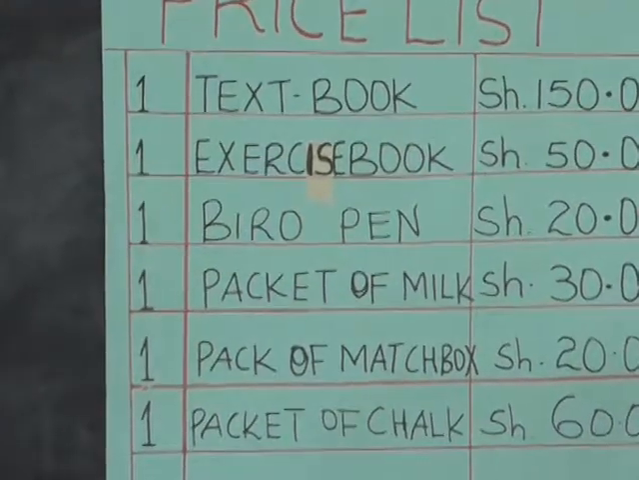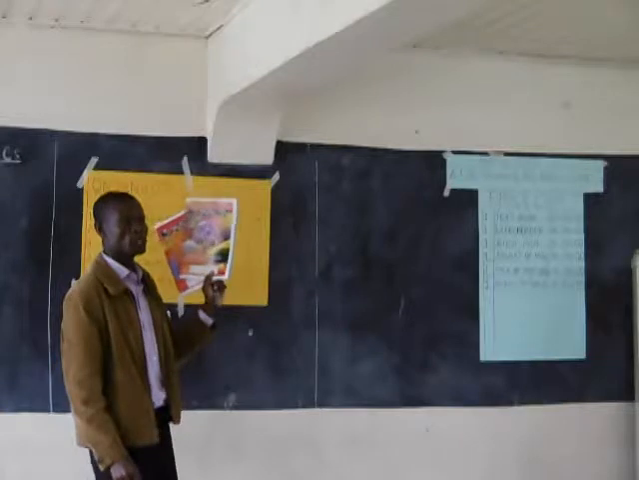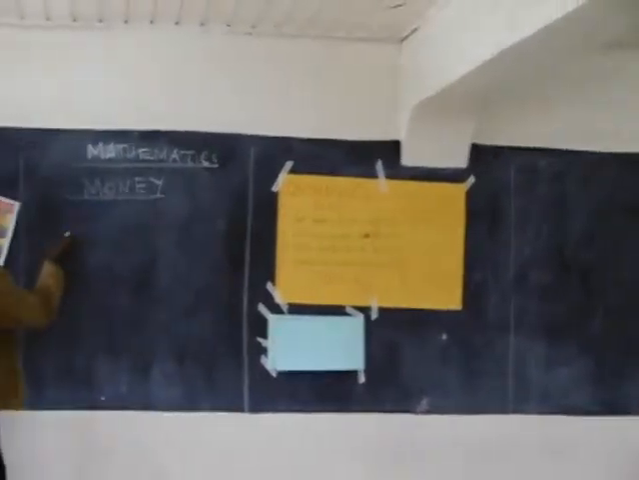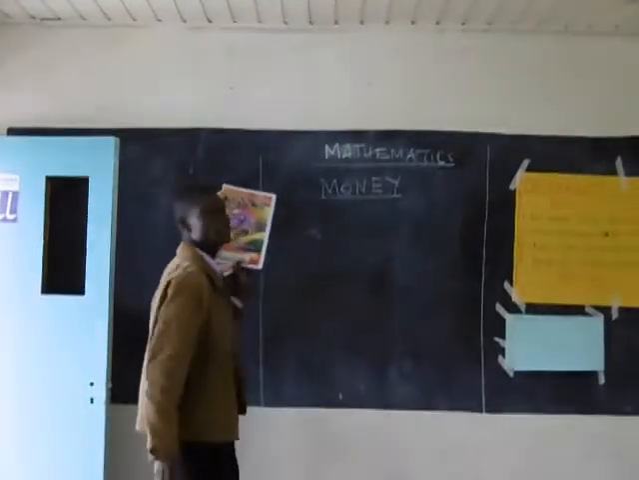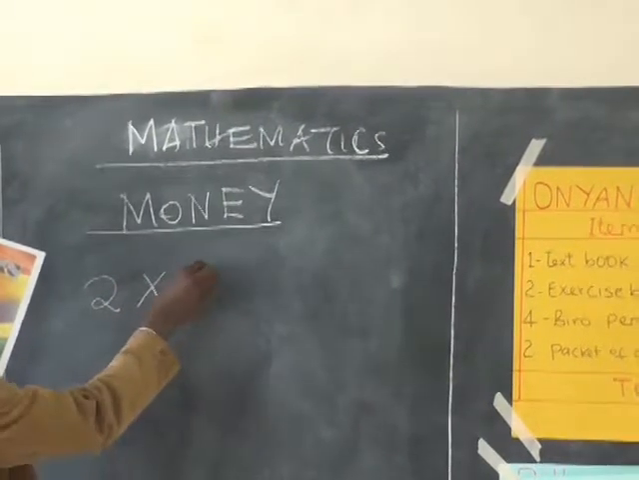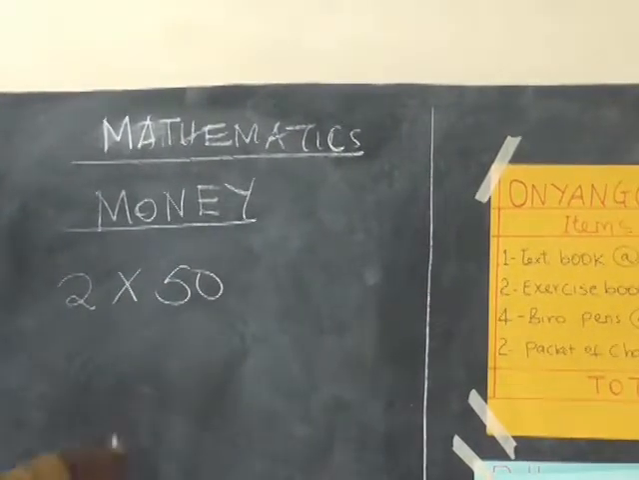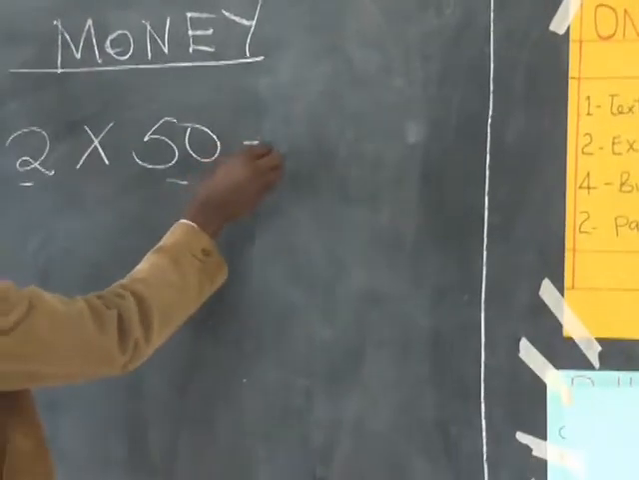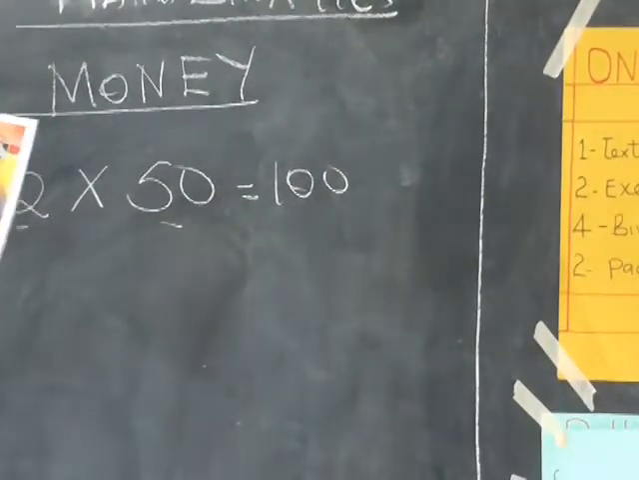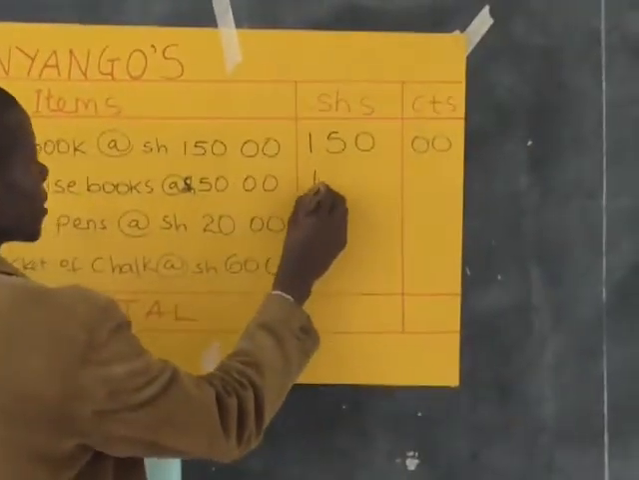But now, since I've bought two, I need to know how much I am going to pay for the two books. So what I will do, I will take the number of exercise books that I've bought, then multiply by the price of each book, that is 50 shillings, as we are shown on the price list. So when I do 2 times 50, I will be able to get 100. Therefore it means, for the two exercise books bought, I'm going to pay 100 shillings.